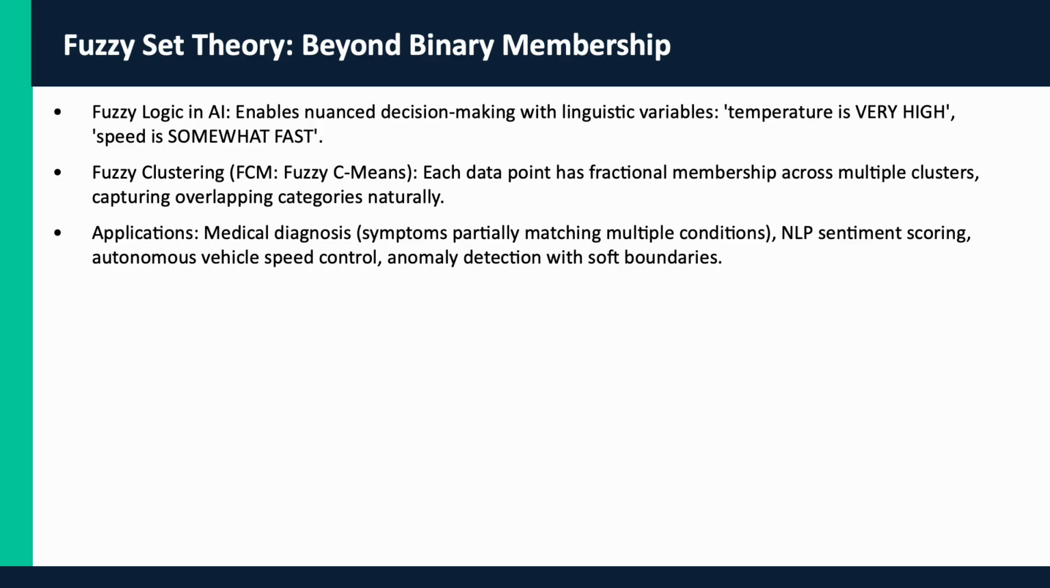Think about a doctor diagnosing a patient. A fever of 103 degrees is clearly in the high fever group, but a temperature of 99 degrees sits somewhere in between. Fuzzy set theory lets an AI medical system say this patient is partially in the fever group, which leads to a more careful and realistic diagnosis instead of snap judgment.